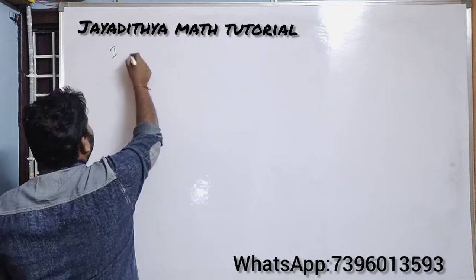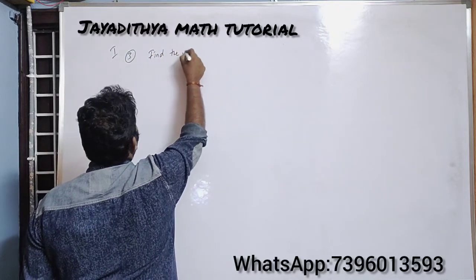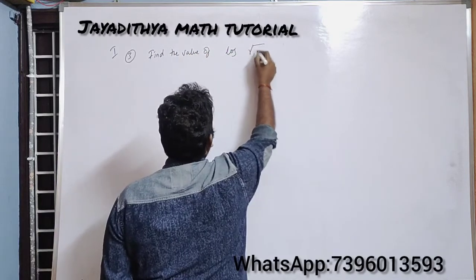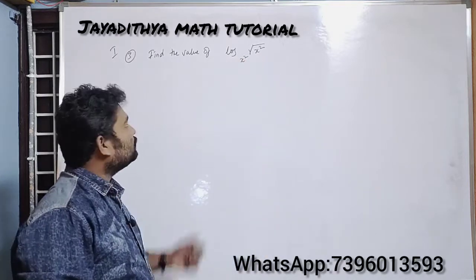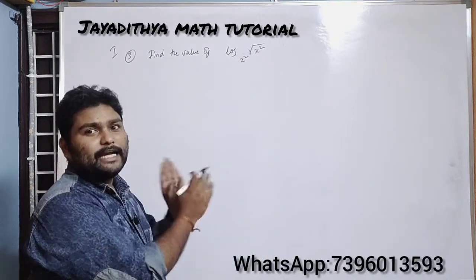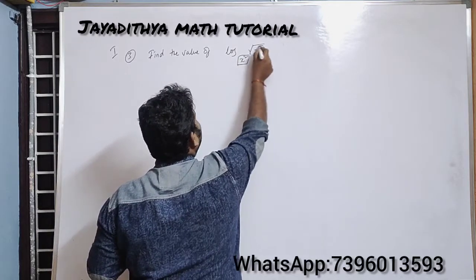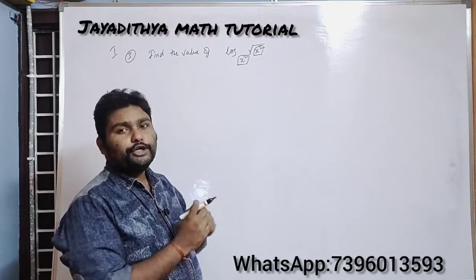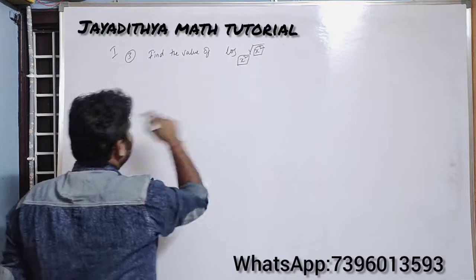Yes, the third problem is to find the value of log root over x square to the base x square. First of all, try to analyze the problem. See here the base is x square and the number is also x square. When you have the same like this, you need to change it into powers.